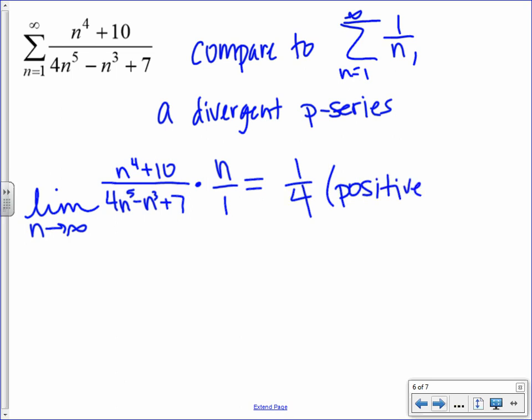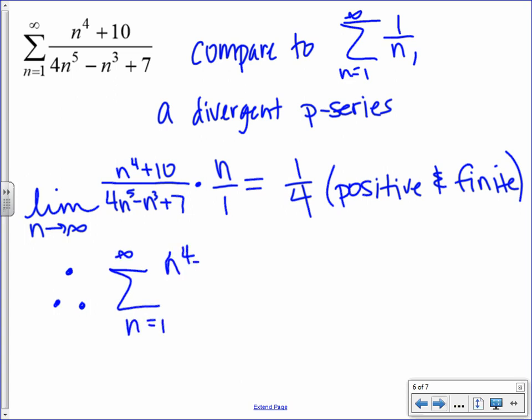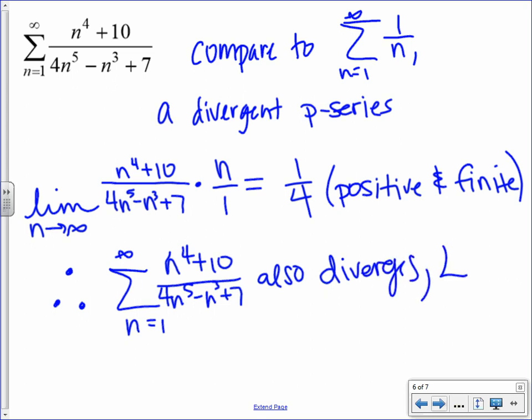Even in decimal form. Yes, we do have to make note of that. 1/4 is positive and finite. And therefore, our original series also diverges by the limit comparison test.